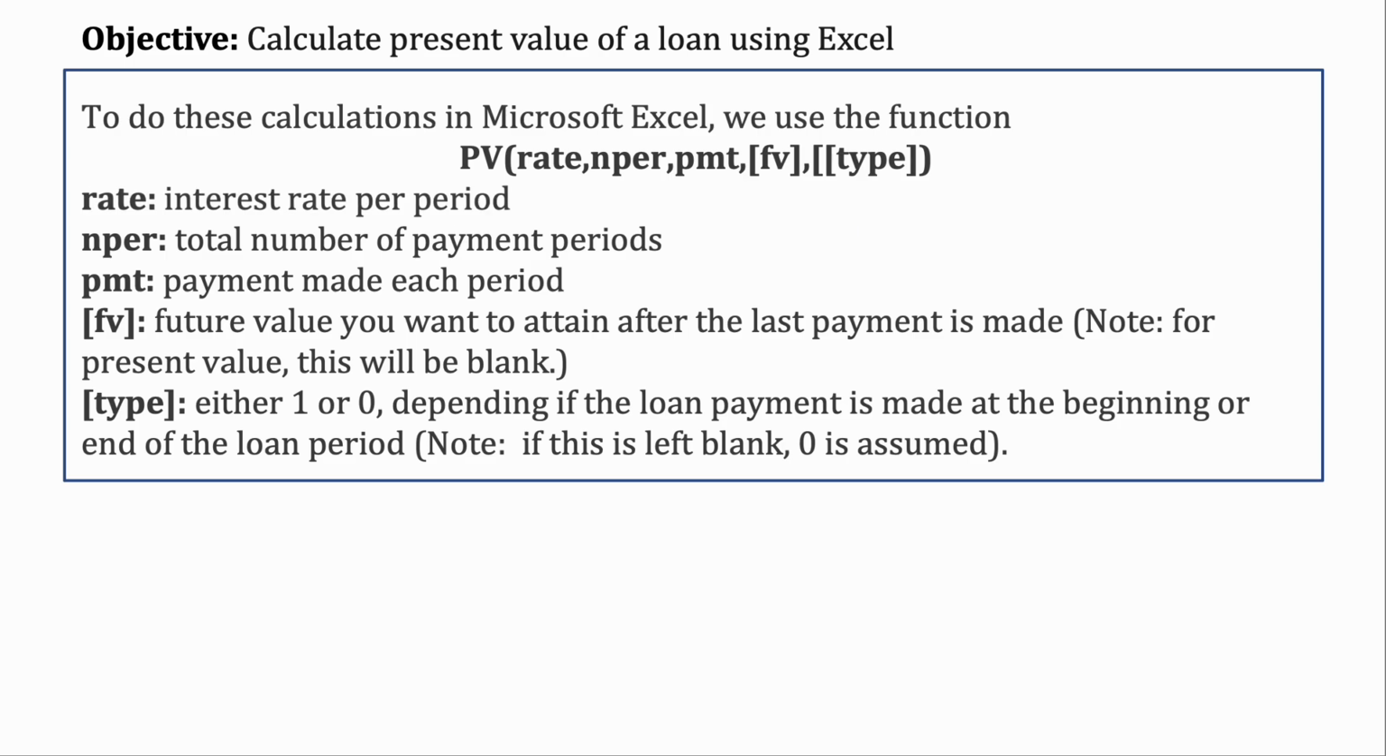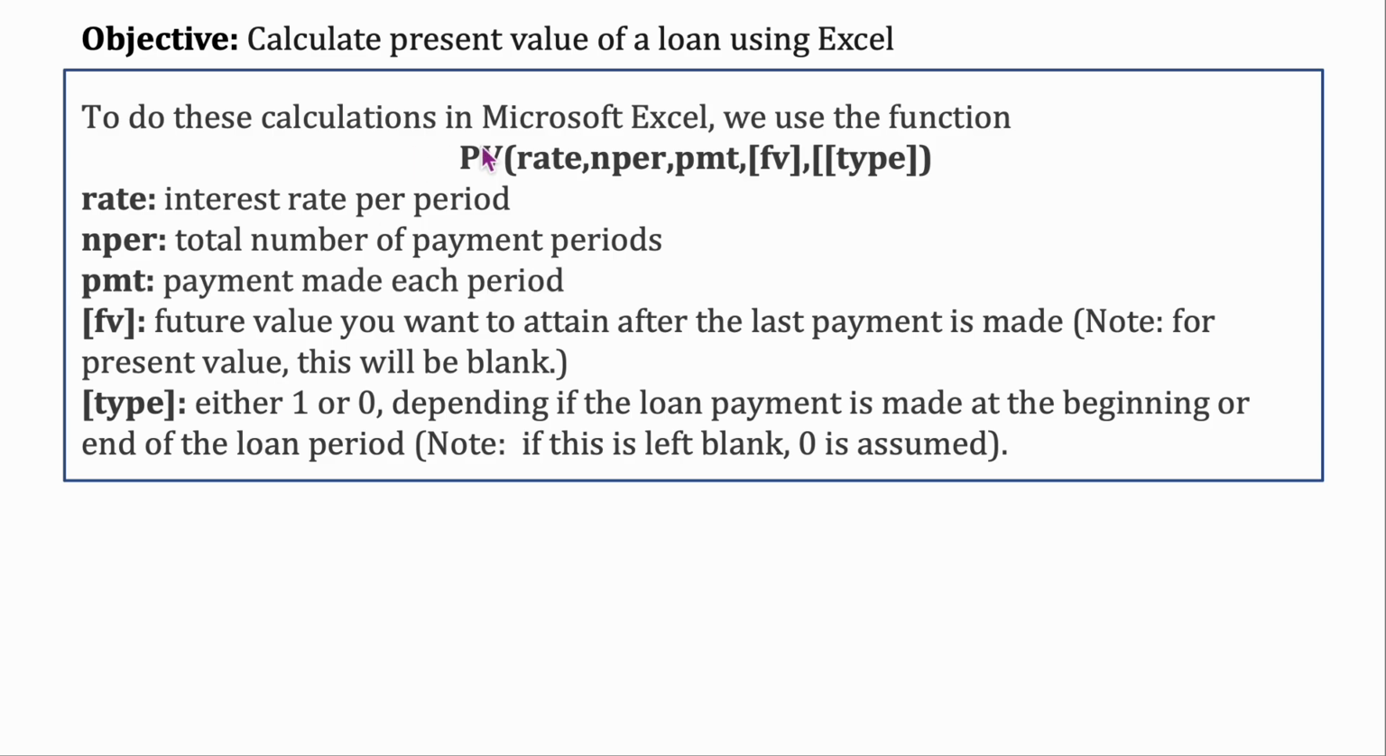The first one is interest rate per period. Be careful. Usually we think of an annual rate, but each period is a monthly period, so we're going to divide that by 12. Next, our second one here is NPER, the total number of payment periods. So if you have a monthly payment each year, that's 12. So if we know the number of years, you're going to have to multiply that by 12.